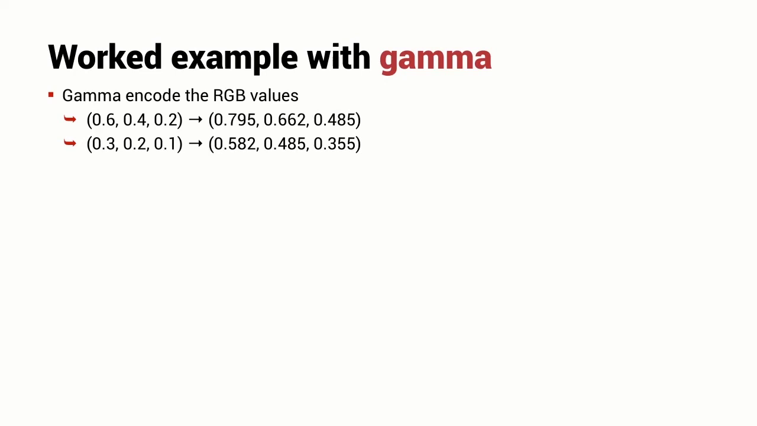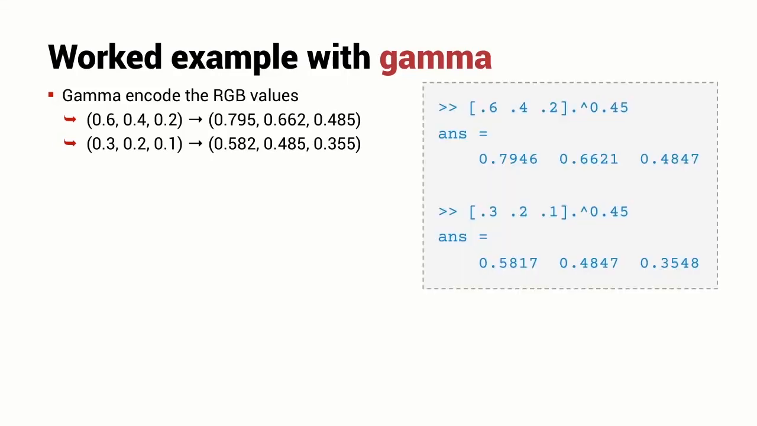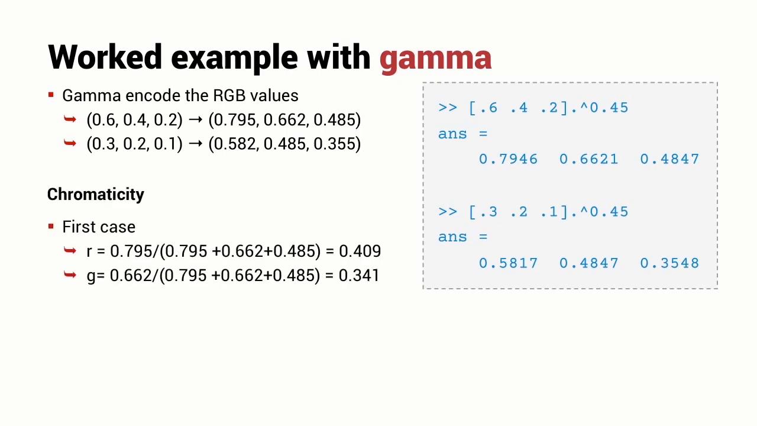We will use the tri-stimulus or RGB values from the earlier example with the full sun and the clouded sun illumination. And the first step is to compute the gamma encoded RGB values, and they are shown here. And we can do this very easily and conveniently using MATLAB. Now let's compute the chromaticity coordinates.